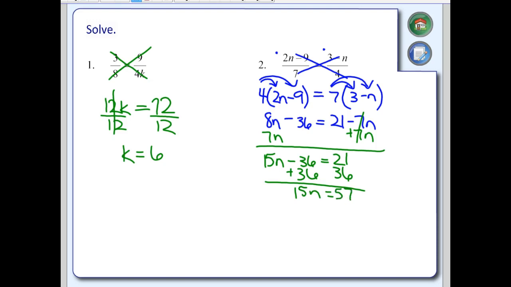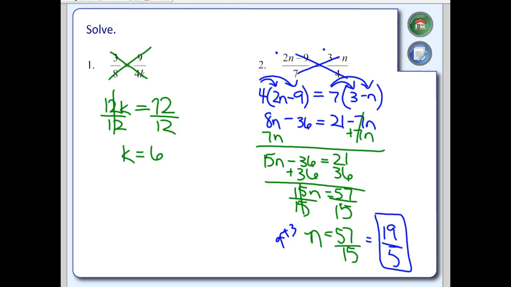Now, who's our floater? Who do we have to get rid of to get n alone? 15. But Mrs. Burton, it doesn't go in evenly. I know. Remember, if we're working with fractions, if we get a fraction as our answer, it's okay. But my question to you is, is that a fraction in lowest terms? You might need to pull out your divisibility rules. Hopefully you'd realize that the GCF there is 3, and so our final answer would be 19 over 5. As long as we've got a fraction equals a fraction, we're good to solve.